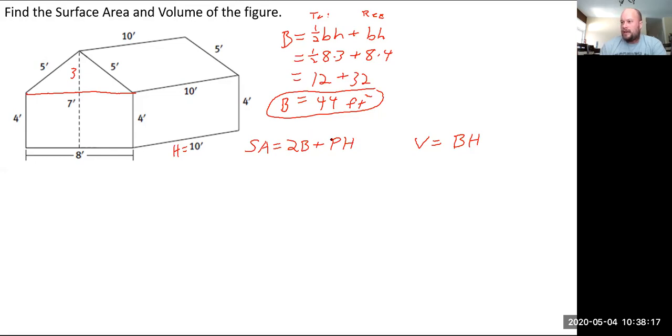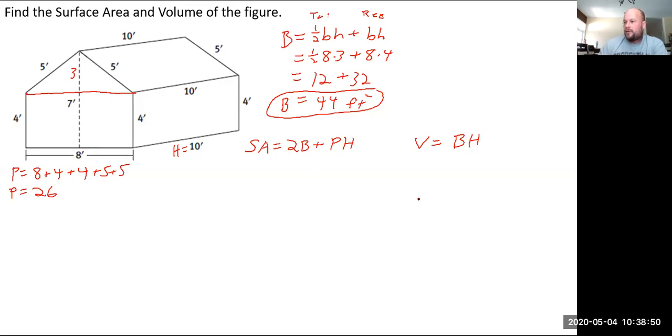The only thing that we don't have is P. So we need to find the perimeter of the base. So we have to go all the way around the base. So we'd have 8 plus 4 plus 4 plus 5 plus 5. So that's 8, 4, and 4 is 16. Add another 10 to that, that's 26. So our perimeter of the base is 26.